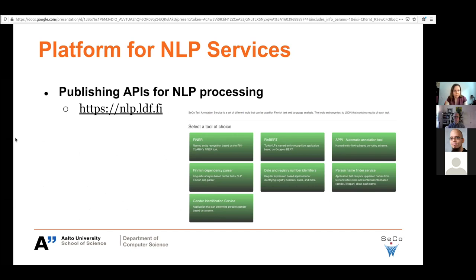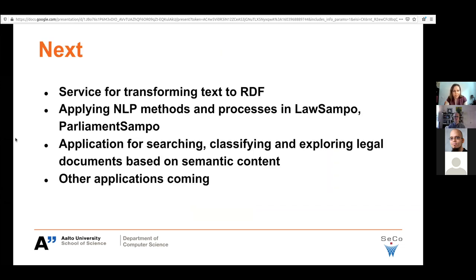And here is the NLP service platform where we have collected all these tools that have been mentioned earlier by Jouni, and where all these applications can be found and tested. We also have API documentation there for each service, and they all return data in JSON format. So you can go in there and test them.